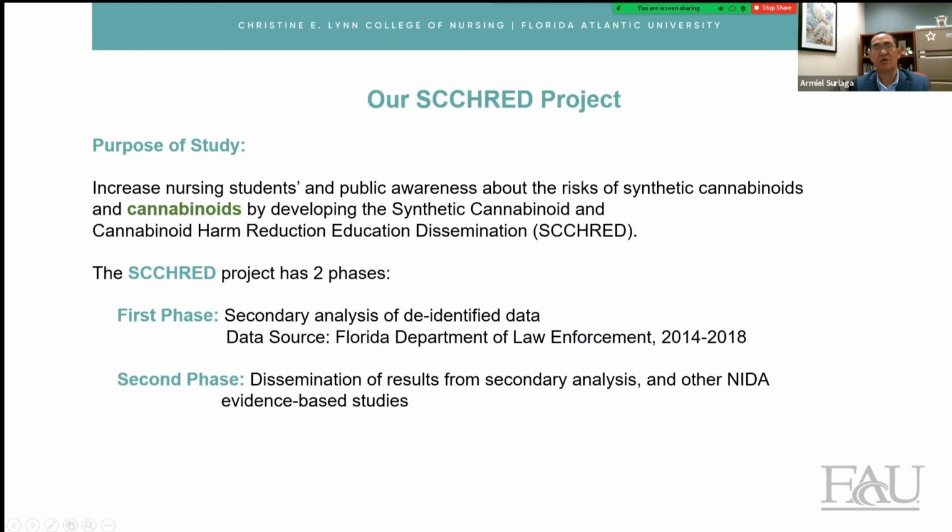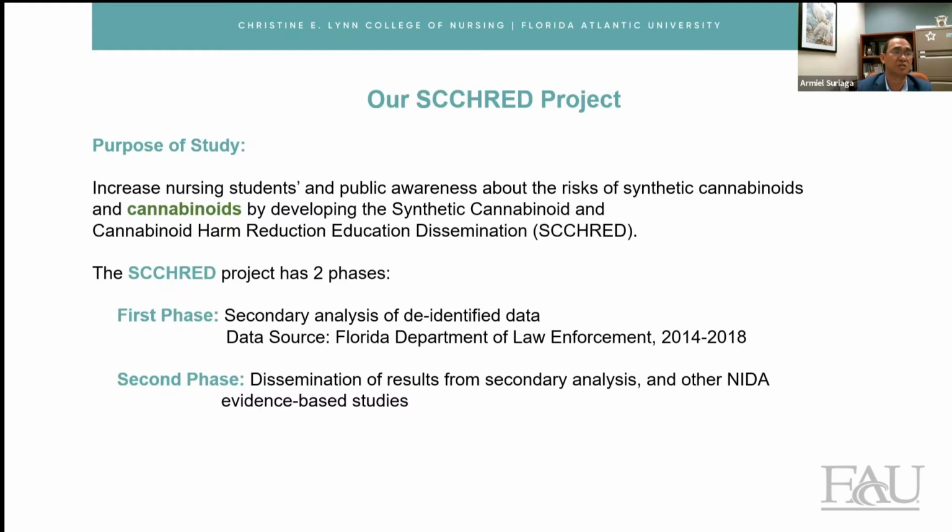So our project now is what we call the SCCHRED Project, which stands for Synthetic Cannabinoid and Cannabinoid-Related Deaths for Harm Reduction, Education, Dissemination. Although we don't talk about synthetic cannabinoids in this presentation, we focus on the cannabinoids. But synthetic cannabinoids are made by spraying chemicals onto plants that could be risky, unpredictable, and can cause many deaths. In our study, 221 people out of 275 died from synthetic cannabinoids as a cause of death.